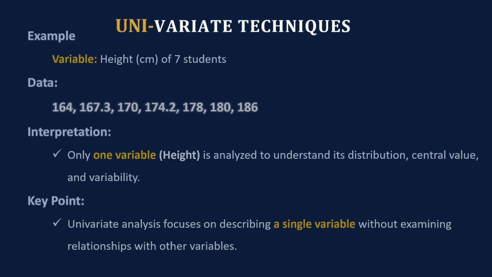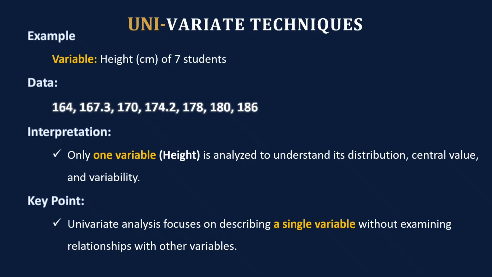So now let us understand univariate analysis with a simple example. Now suppose we have collected the height of 7 students. Here the variable under study is height measured in centimeters. The data values are mentioned here in centimeters. Now notice that we are studying only one characteristic, which is the height of the students. We are not considering any other information like weight or age or marks. We are just considering only one, that is height. Since only one variable is involved, this is an example of univariate analysis.